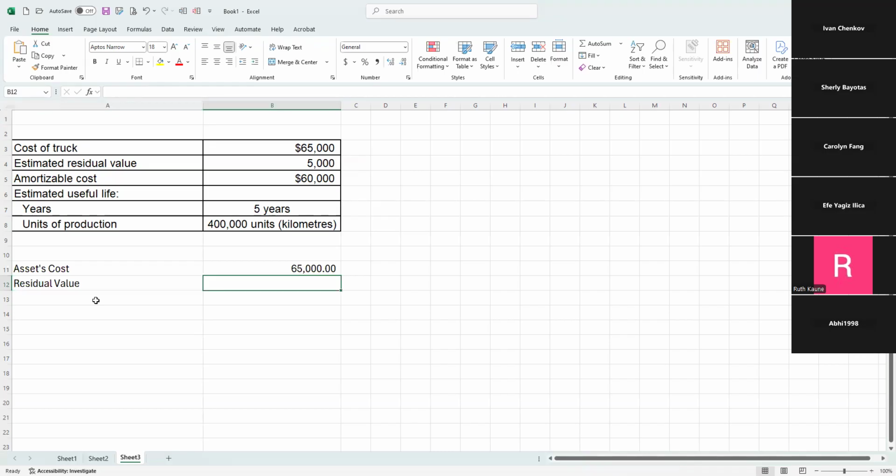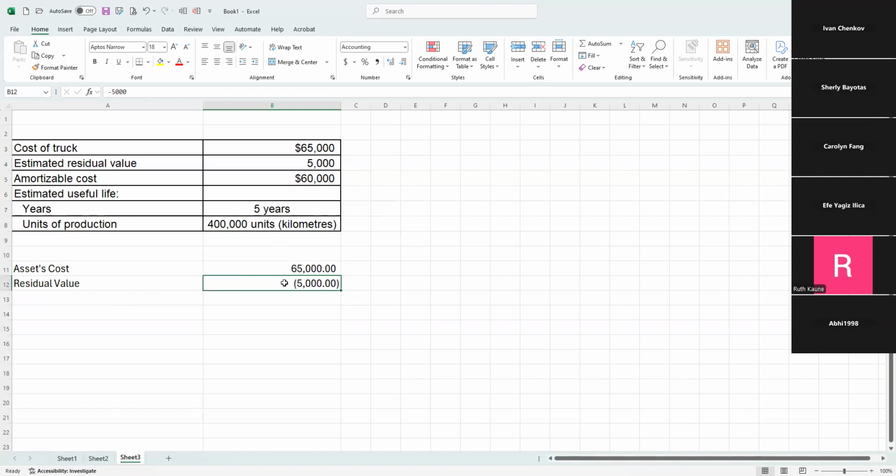What we're going to do with the residual value? We're going to deduct it from the cost. So every time you see the residual value, that means you have to deduct that amount from the cost. That's not what I wanted. I want something else. That will be -5.